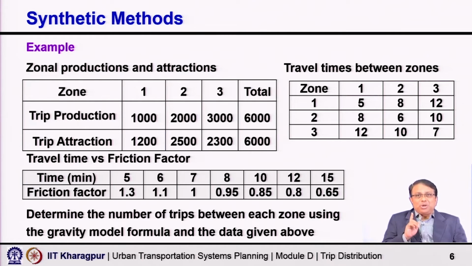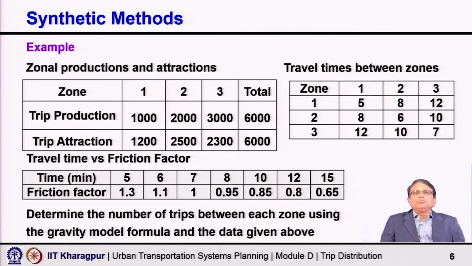This checking is important, because total productions from all the zones in the study area must match the total attractions from all the zones in the study area. If there is any imbalance, at this stage what will we do? You remember, I discussed this in the previous module: we assume that the total productions are correct and accordingly adjust the attractions so that the total attractions match the productions. So, this is one input given.